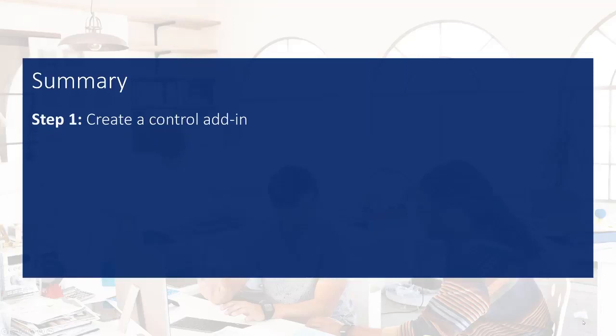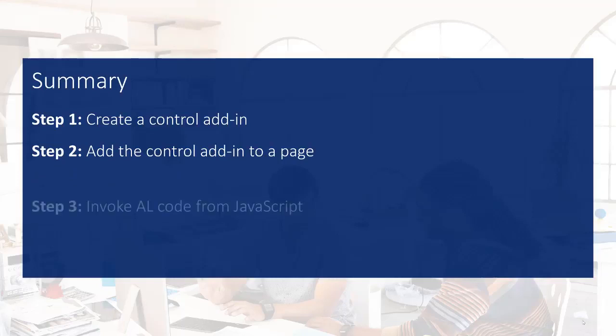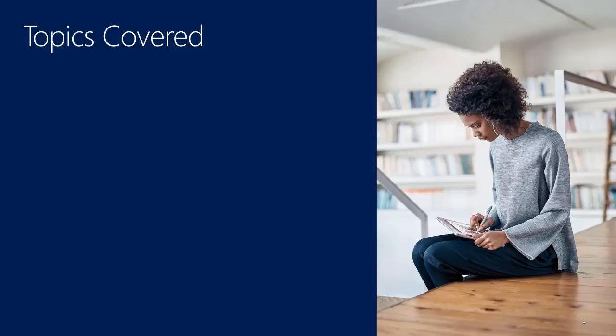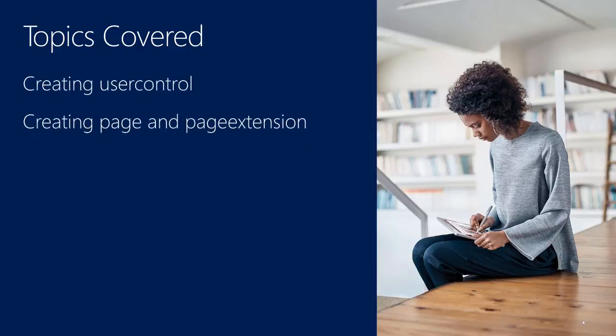So, in this video, we first started with creating a control add-in. We have added a control add-in to the customer page by means of a factbox. Then we invoked AL code from JavaScript code and we called JavaScript code from AL code. So in this video we have learned how to create a user control, how to create a page and a page extension and add a factbox, and how to integrate AL code with JavaScript.